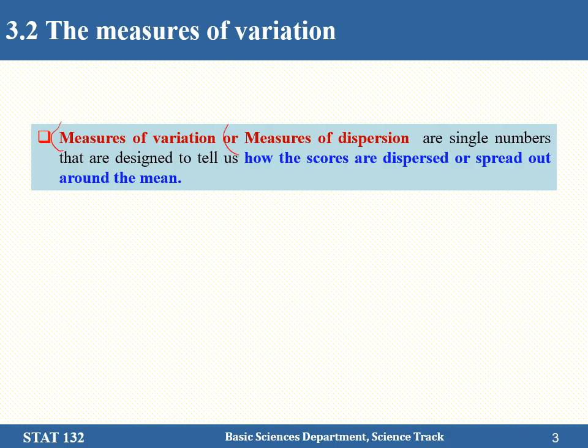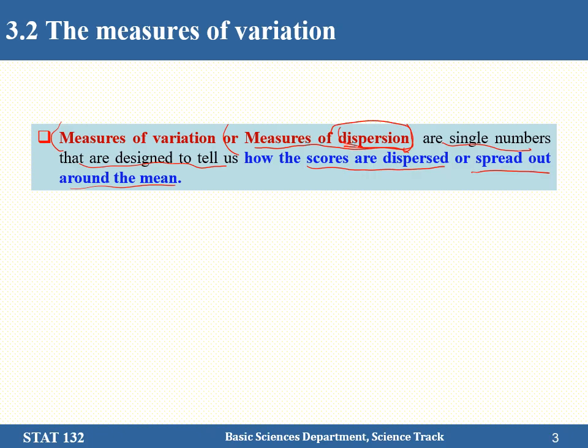Measures of variation, or measures of dispersion. So we will learn this one now. Measures of dispersion are single numbers that are designed to tell us how the scores are dispersed or spread around the mean. So dispersion or variation means tashattat here.